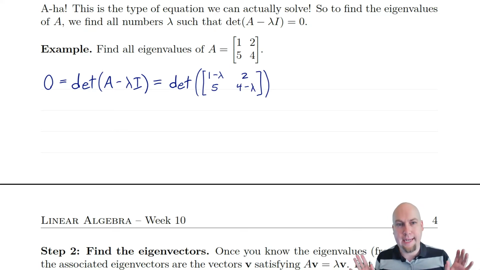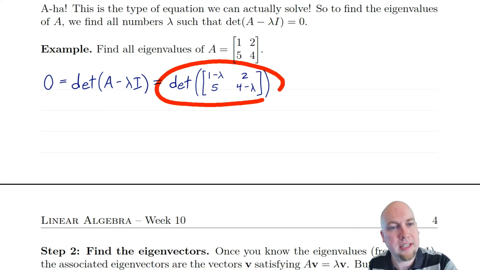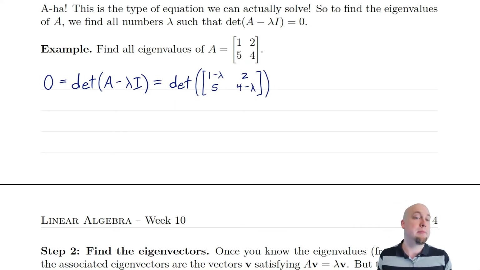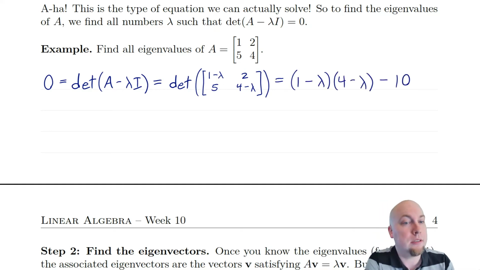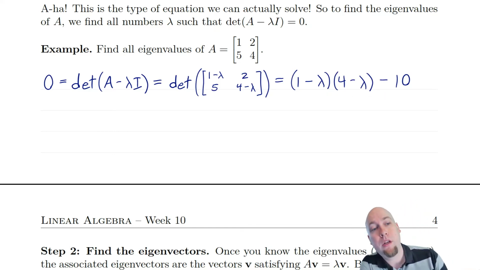Okay, now I want to compute the determinant of a 2 by 2 matrix. Hey, I've got explicit formulas for that, right? For a 2 by 2 matrix, it's the product of the forward diagonal minus the product of the backward diagonal. So it's 1 minus lambda times 4 minus lambda minus 2 times 5, in other words, minus 10. Okay, and I want to figure out what lambda is, right? I'm setting this whole thing equal to 0.